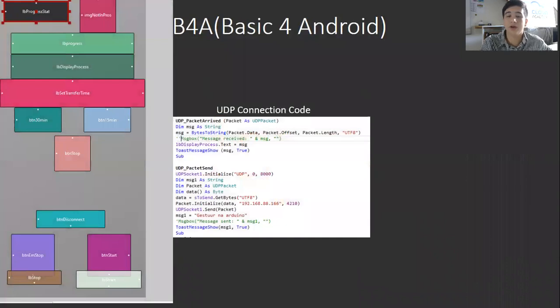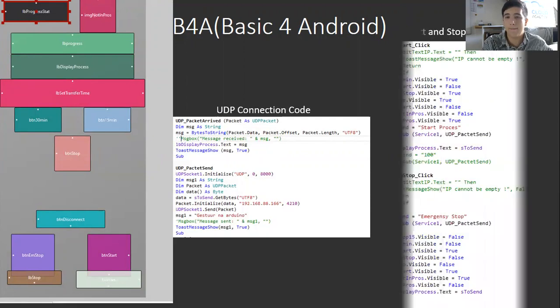This is the UDP code that I found. There's a UDP packet send arrive sub and a UDP packet send sub. And those subs are used to send the information from the app to the Arduino.